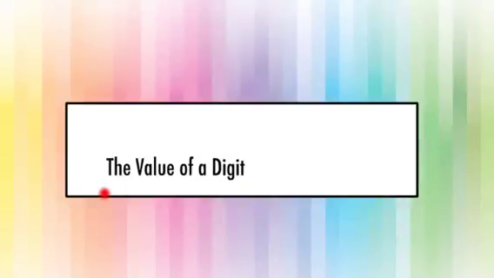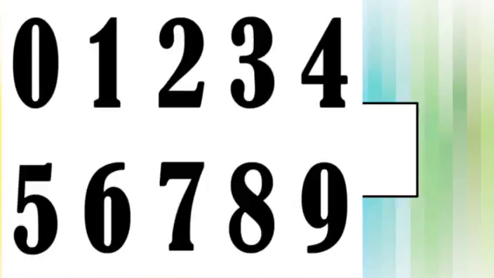Alright you guys, today our lesson is on the value of a digit. A digit is any of these 10 numbers. We call them digits because they make up any number. And so they're 0 through 9.